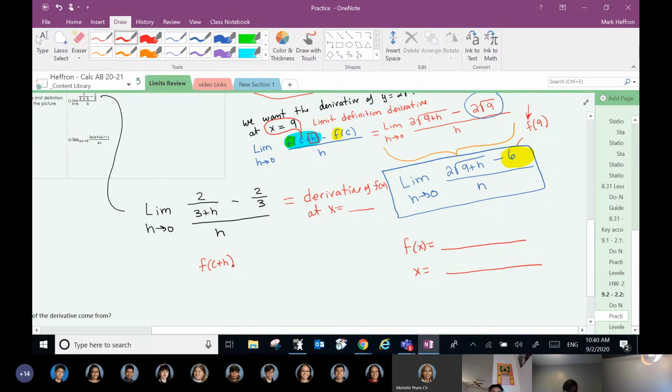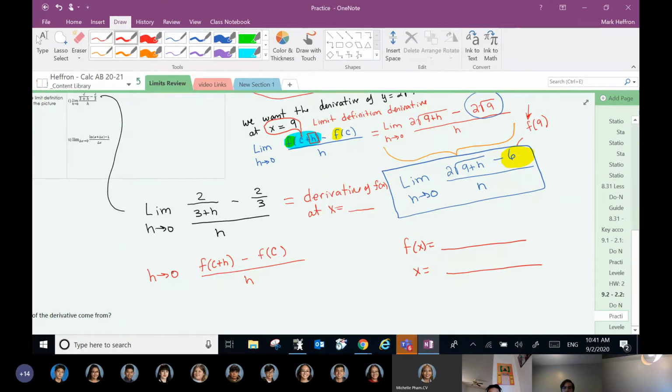Okay. John, you've got your hand up. What are you thinking? John, I see your hand. Do you have a question? And then, of course, we have over h. H approaches 0. Okay, thank you, Sammy. Appreciate it.